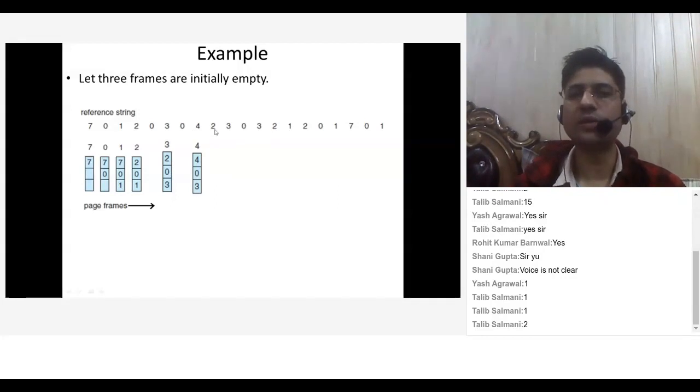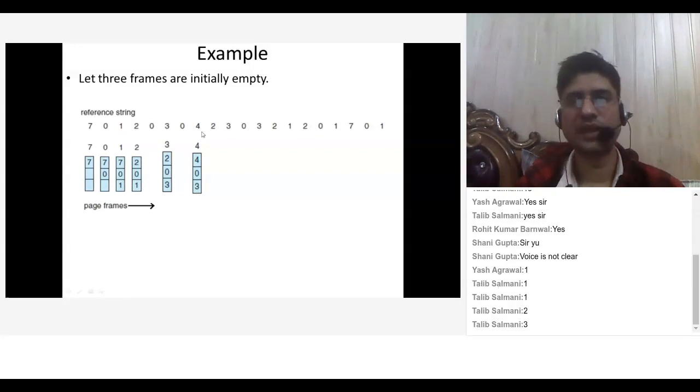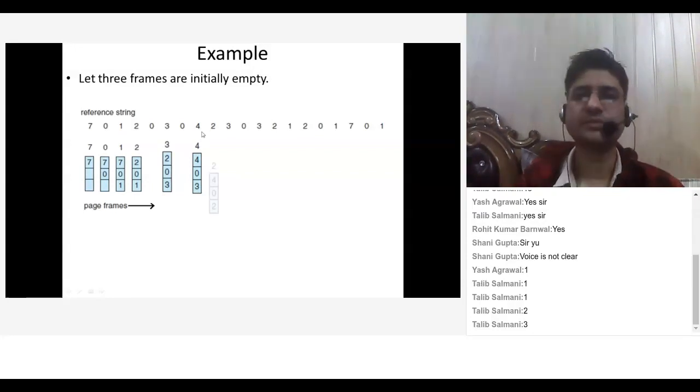Now again look into the backward direction. Which pages you have used recently? 4 and 0. Right? So which page you will replace? Tell me. Are you there? 3. 3, exactly.